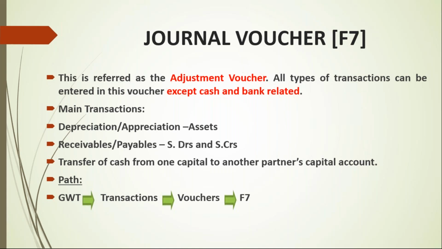Now, what kind of entries find a place? Here I've given a few main transactions like depreciation of assets or appreciation of assets. Then most important are the outstandings, receivables, payables, right? So if I talk about the receivables, nothing but sundry debtors.